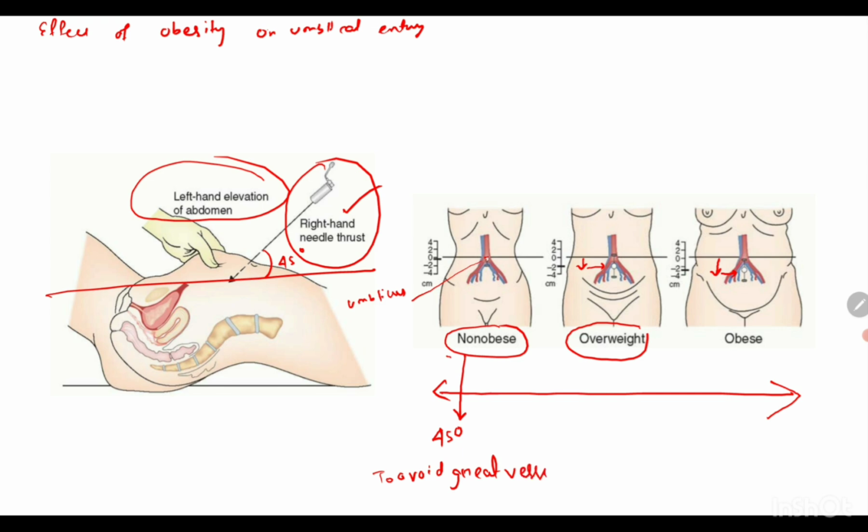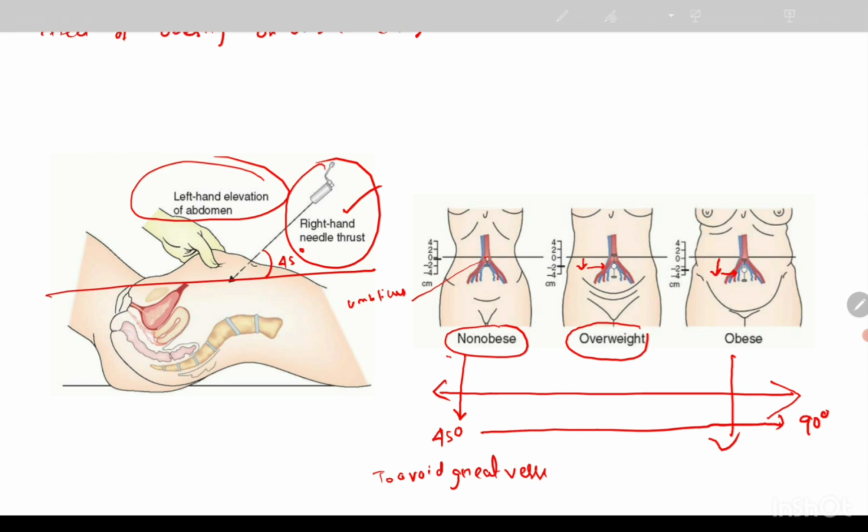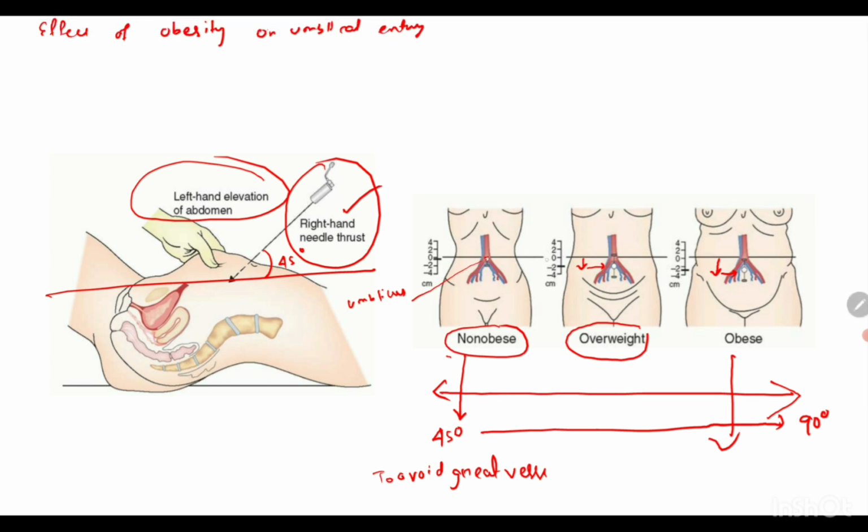For overweight, it slightly increases, and the angle of entry gradually increases from 45 degrees to 90 degrees in obese patients. Here you can see the angle is 45 degrees. The chance of vascular injury is less in non-obese patients. In non-obese patients, the entry is very easy but dangerous, because the chance of injury to the artery is much higher. But in obese patients, entry is difficult but safer, because it is 90 degrees, always away from the aorta.